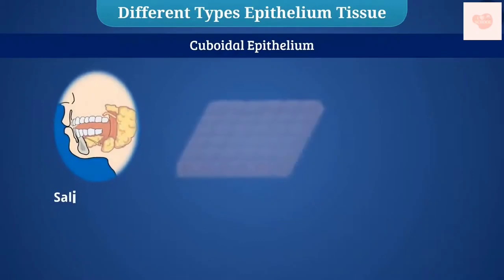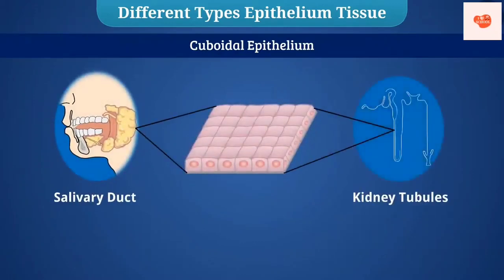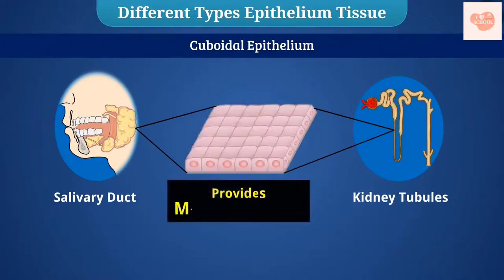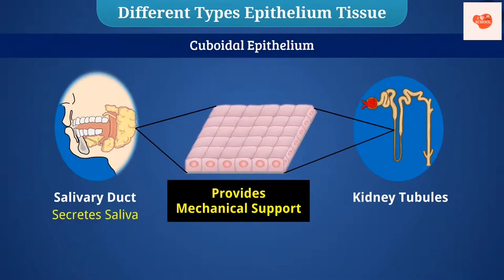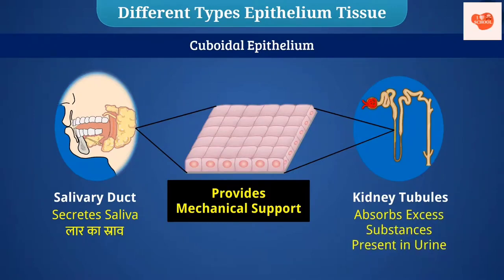Inner lining of salivary duct and kidney tubules is made up of cuboidal epithelium. This provides them mechanical support, secretes saliva, and absorbs excess substances present in urine.